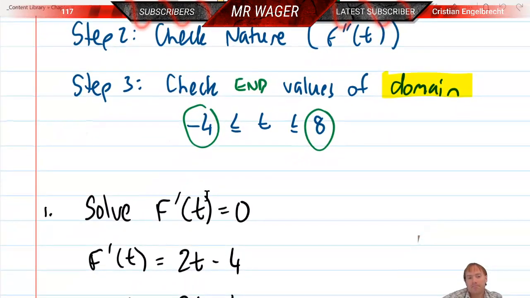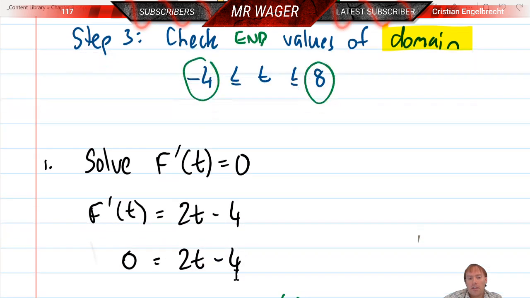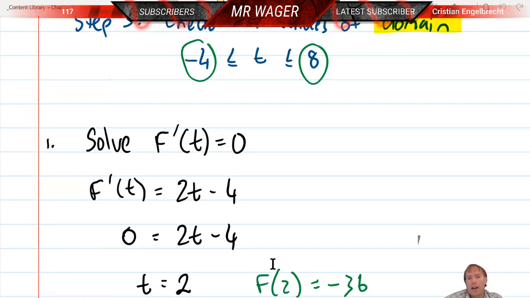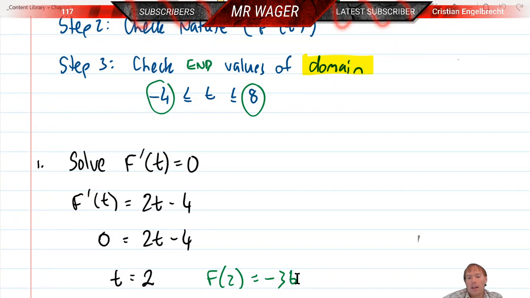Solving the derivative equal to 0 in terms of t, of course, is going to be 2t minus 4. Solving that, you end up getting t equals 2. And when we substitute that t equals 2 back into our f of t function, we end up getting -36, which is quite a bit smaller than -20. So this looks like it could be our potential minimum value, but we still have to test.